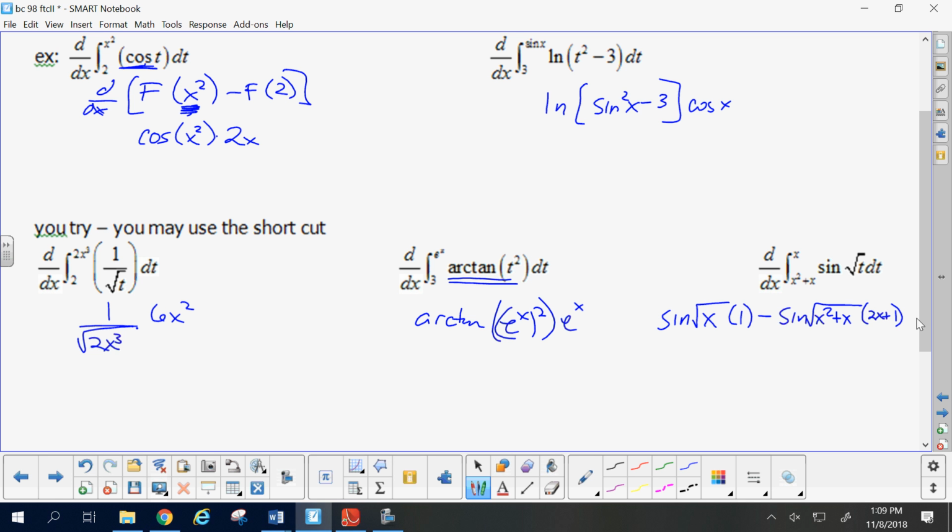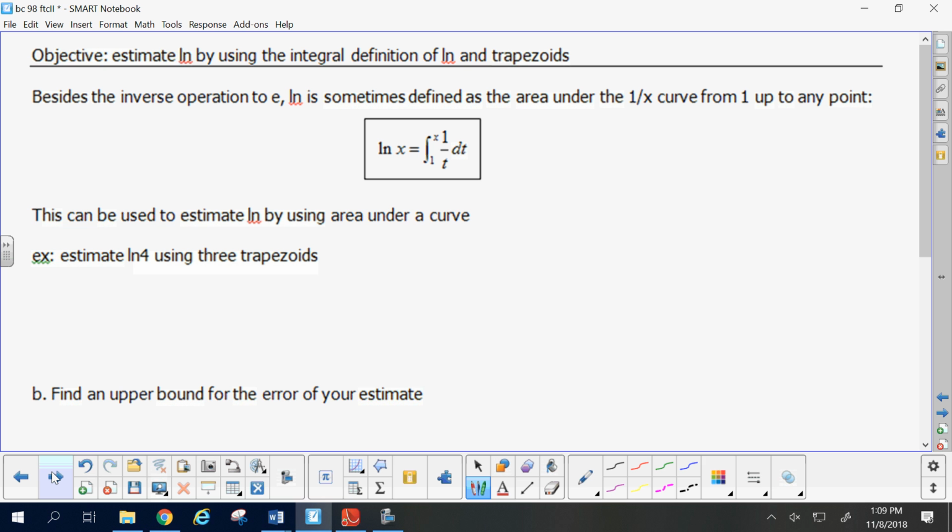How are we doing? Do you agree with my answer? Cool. All right, let's switch gears. Totally different idea, as sometimes happens in Saxon. Just a totally different idea. Two real ideas in this lesson.